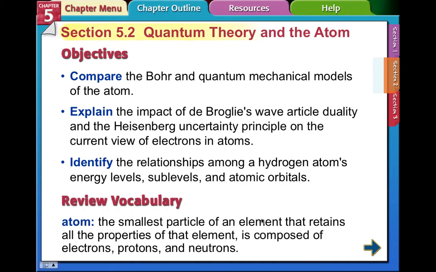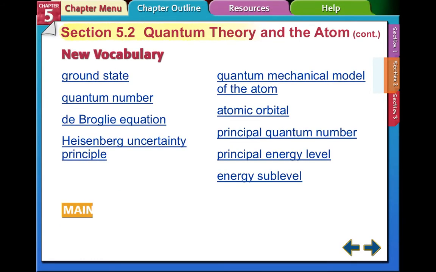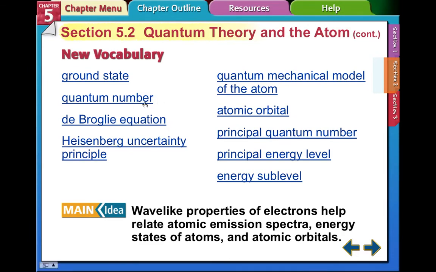Review of vocabulary: atom, the smallest particle of an element that retains all the properties of that element, is composed of protons, neutrons, and electrons. Okay, new vocab for this section: ground state, quantum number, de Broglie equation, Heisenberg uncertainty principle, quantum mechanical model of the atom, atomic orbital, principal quantum number, principal energy level, and energy sublevel.